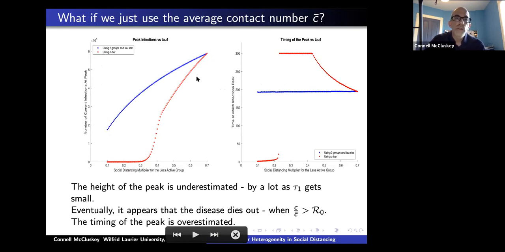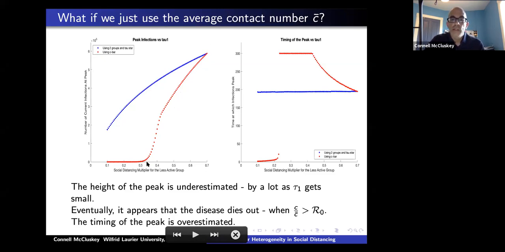And if you use C bar instead, what I'm claiming is the proper weighted average of contacts. If we just use a standard average, what we find is the predicted height of the peak starts at the same place when everyone's in that same group, but as tau1 decreases, we end up with this red curve going down, and it decreases much more dramatically. It even goes all the way down to 0.